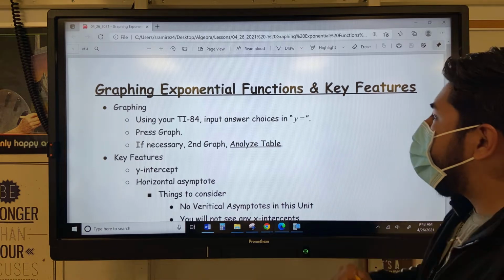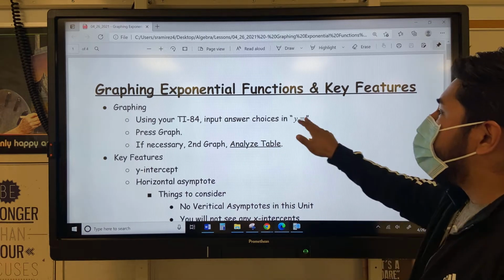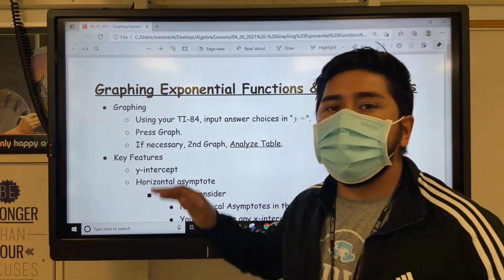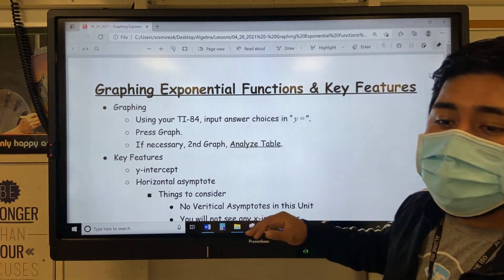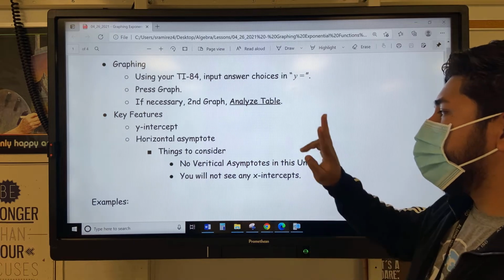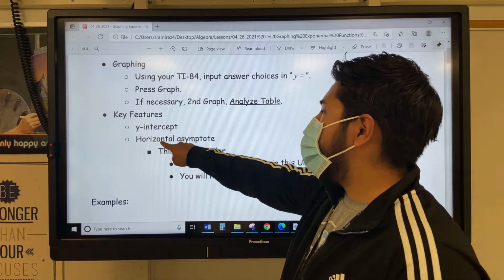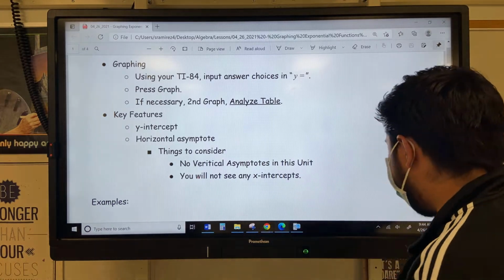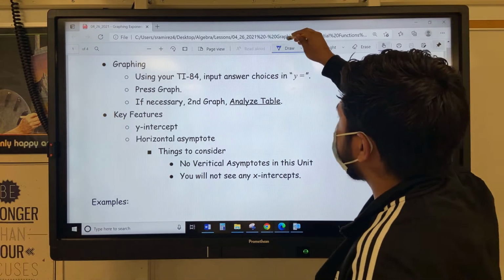So, TI-84. You're going to go to y equals, after you put in the equation, you press graph, and if you need to, go to second graph to look at the table. Key features, there's only 2 things, the y-intercept and a horizontal asymptote. Things to consider, there's no vertical. Let's talk about that real quick.